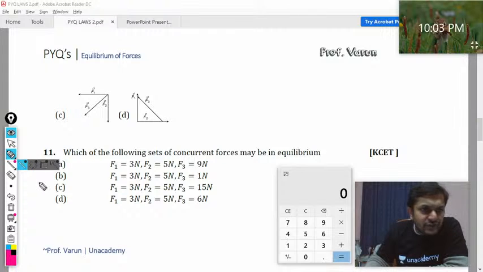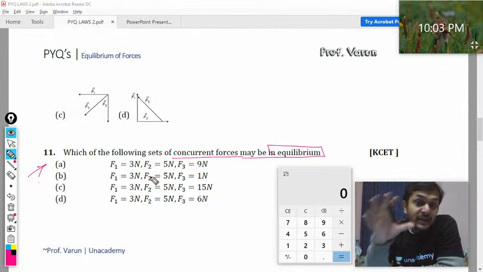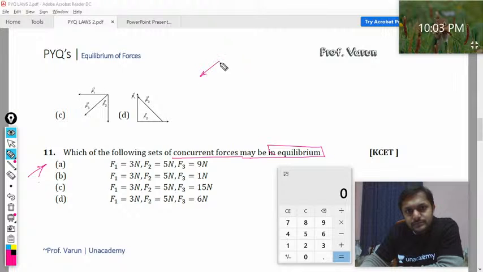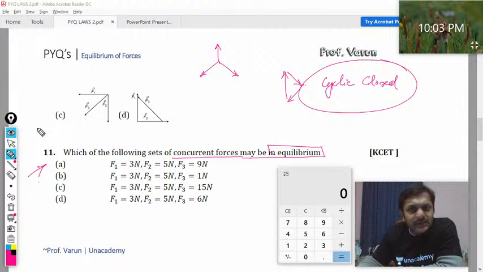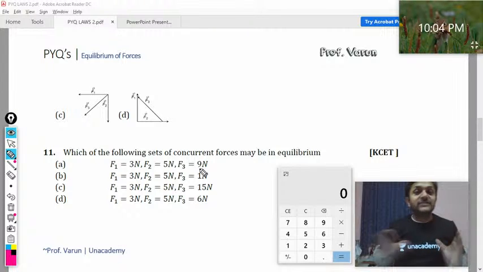So let us now move to question number 11. Which of the following sets of concurrent forces may be in equilibrium? So if they are in equilibrium, we need to create a triangle. There is a concept here. These three forces will be in equilibrium if they create a triangle, and the triangle should be cyclic and closed. That is the condition.